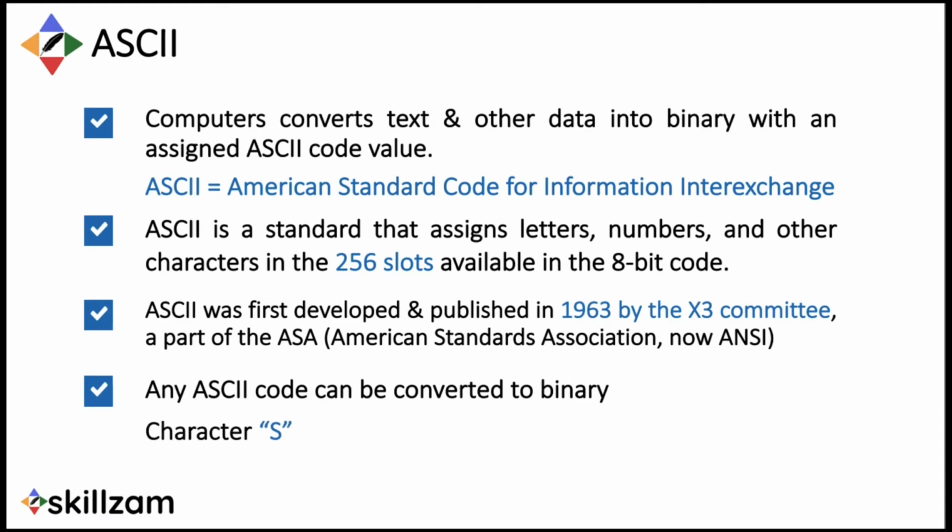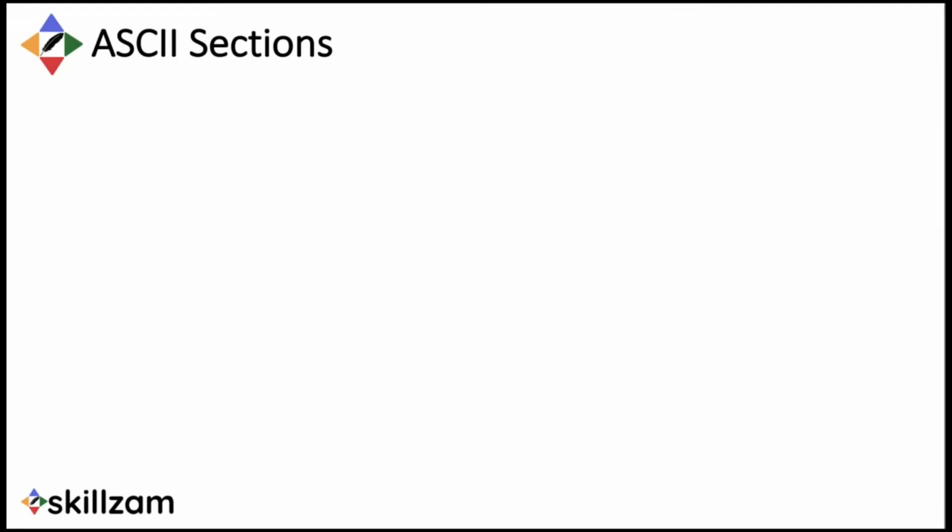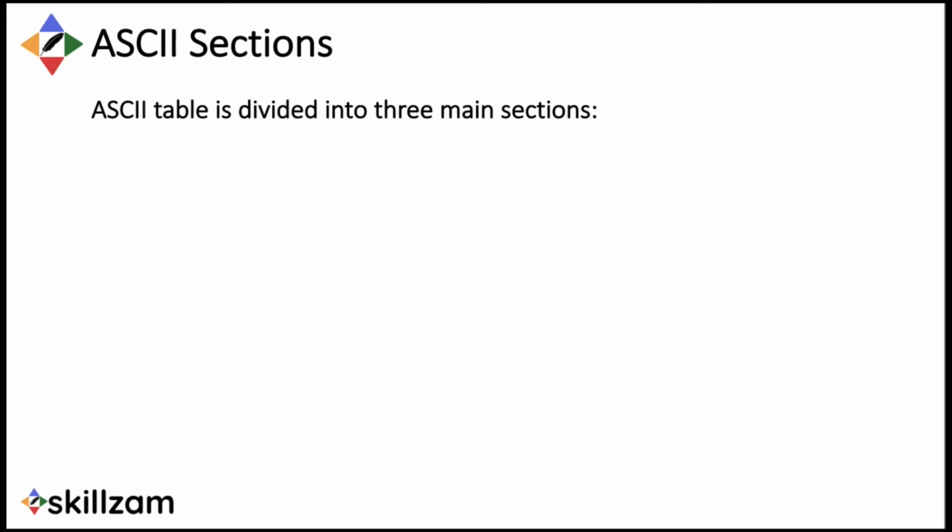For example, consider the character S, which has an ASCII equivalent code value of 083, which in turn is equal to a binary equivalent of 01010011. ASCII sections. As already understood, ASCII code is an 8-bit code value, which means it has 2 to the power 8, that is 256 slots available.